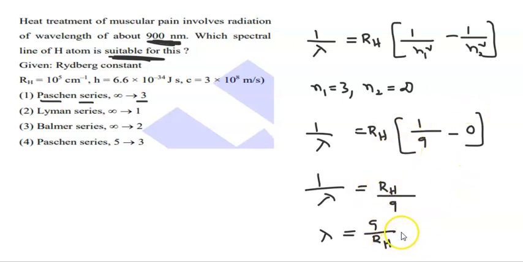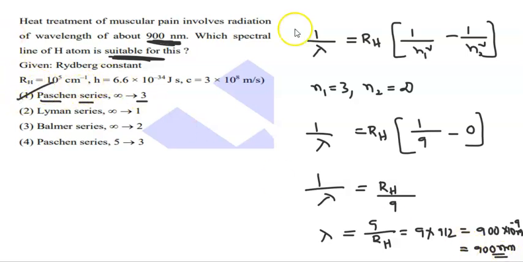So 9 by RH. 1 by RH value can be taken as 912 angstroms. So 9 into 912. That will be nearly equal to 900 into 10 to the power of minus 9 meters. That will be equal to 900 nanometers. Option 1 is the correct answer for the given question.